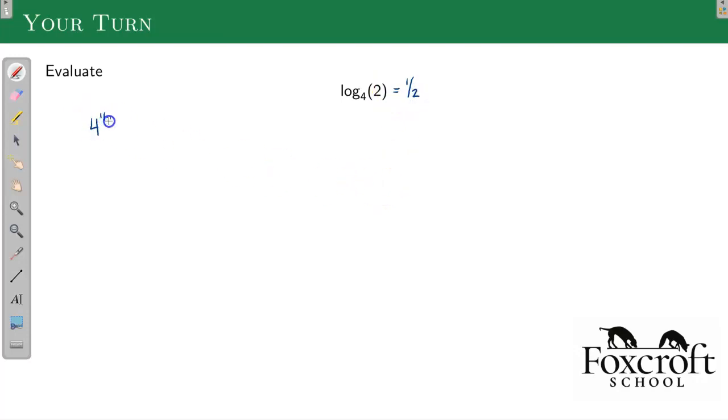4 to the 1/2 equals 2. How do I know that? Well, the square root of 4 is 2. That's one of the easier squares. But another way you can double check that is 2 squared equals 4. Those are the opposites.